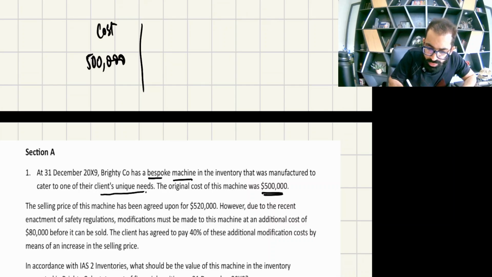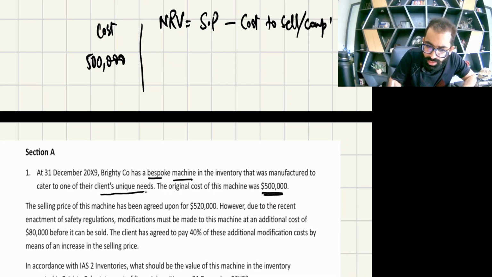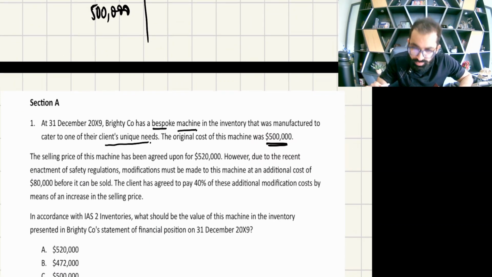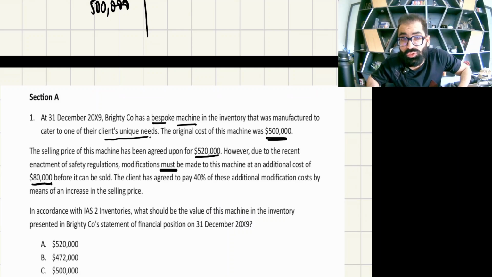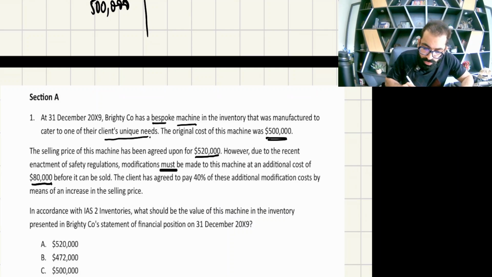500,000. On the other hand, you will write NRV. NRV is selling price less cost to sell or complete. Right now, the selling price of this machine has been agreed at 520,000. However, due to the recent enactment of the safety regulations, modifications must be made to this machine at an additional cost of 80,000. That means cost to complete is 80,000 before it can be sold.